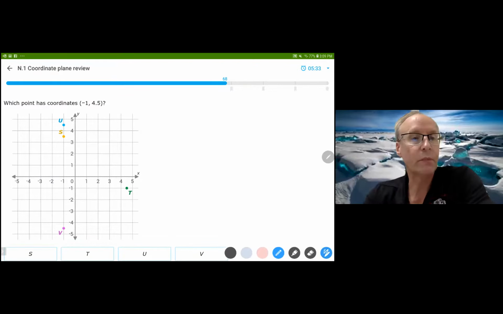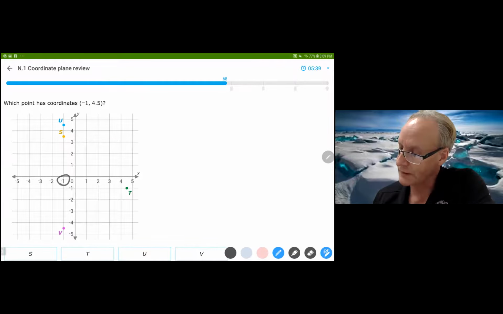Okay, this time we want the point that has coordinates -1, 4.5. -1 for X is right here, so it's either S or U, and we want 4.5. So we want it between the 4 and the 5, which is going to be the point U.